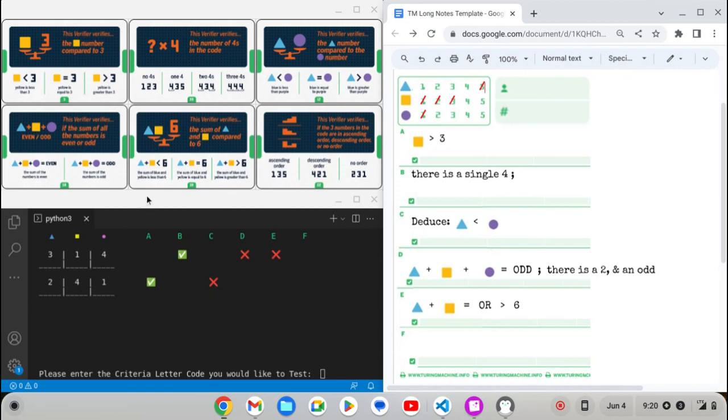So I do have my 6 here, so we'll know whether it's greater or equal to 6. So I'm going to test E. Okay, so I was correct. It is 6, and it's got to be 2, 4. That's the only possibility. So let me go ahead and cross out everything but the 2 for triangle.